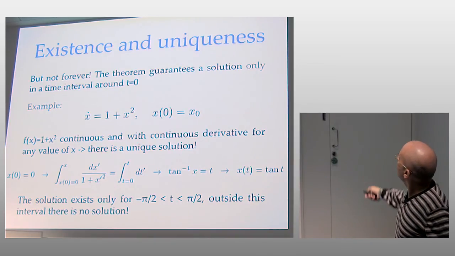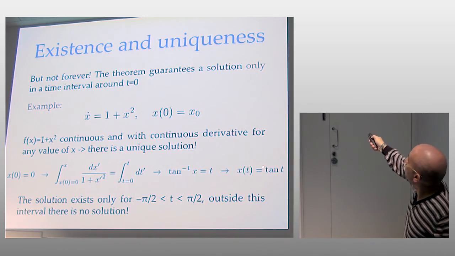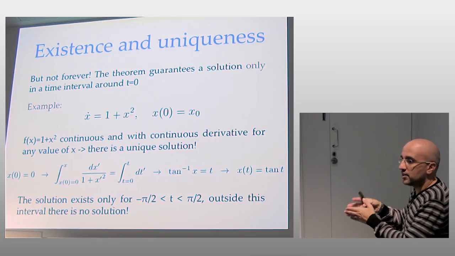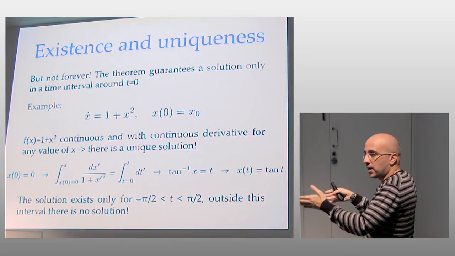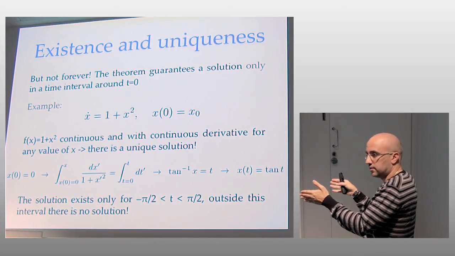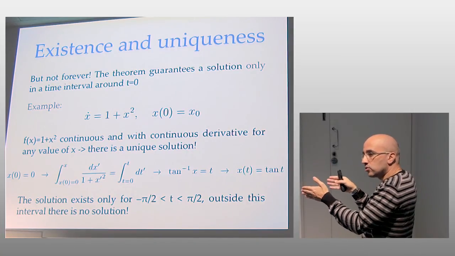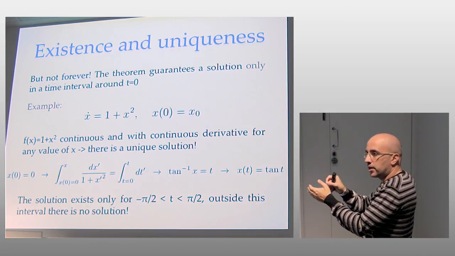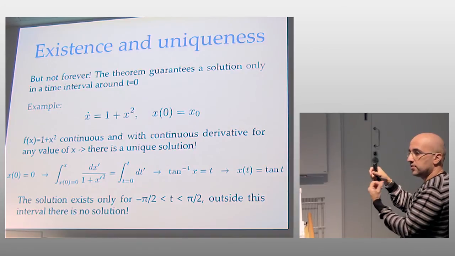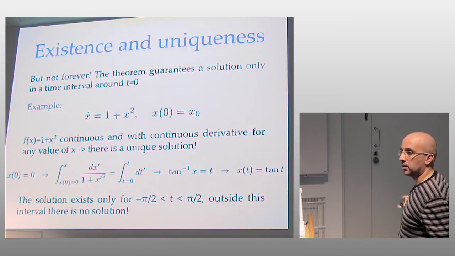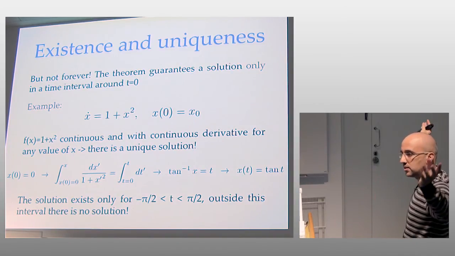And as you know, if I start my motion at t equal to 0, the tangent is not defined at pi half and minus pi half because it diverges there, right? So the motion, if you start from 0, can only go to the future up to pi half and to the past up to minus pi half. There is nothing beyond that. So then the particle will just disappear.